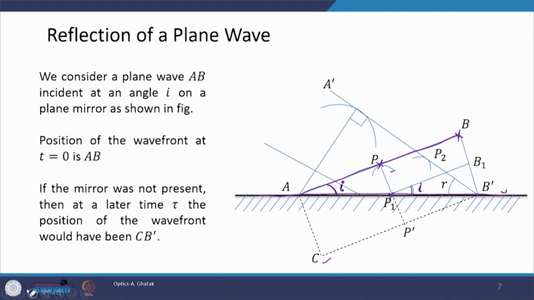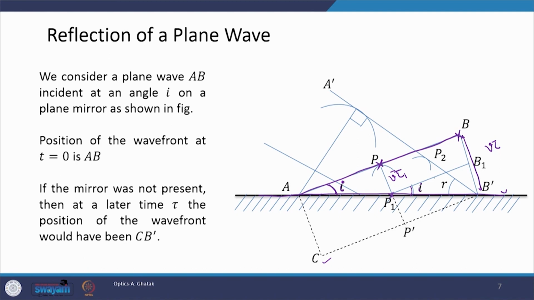Similar to the previous discussion, we assume that the point B takes time tau to reach point B prime, and the velocity of the wave in this medium is V. Therefore, this distance would be V into tau. And if we pick a random point P on the wavefront AB, then point P will reach point P1 in time tau 1, at distance V into tau 1. Tau 1 is another time. Tau 1 would be shorter than tau.